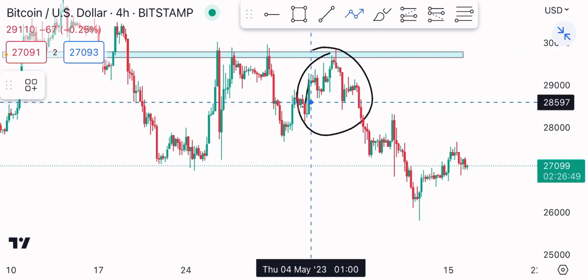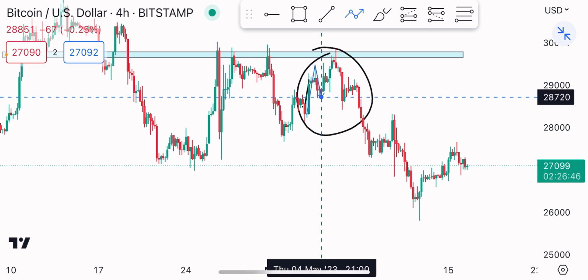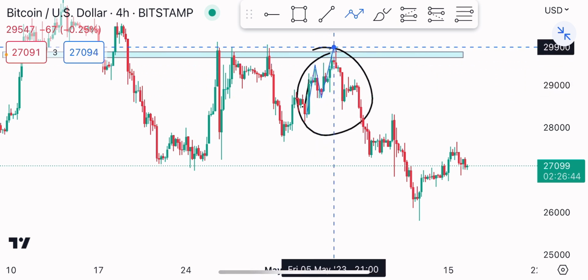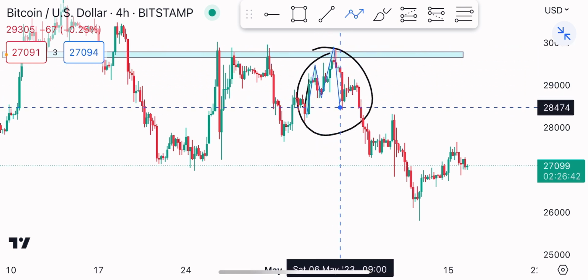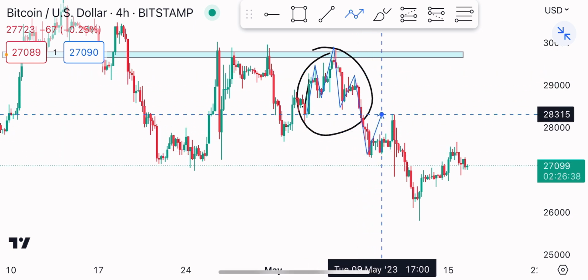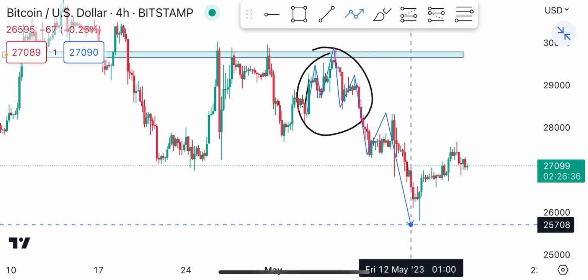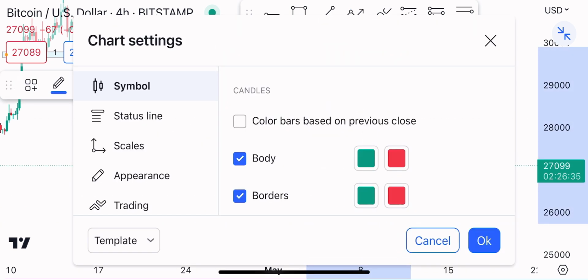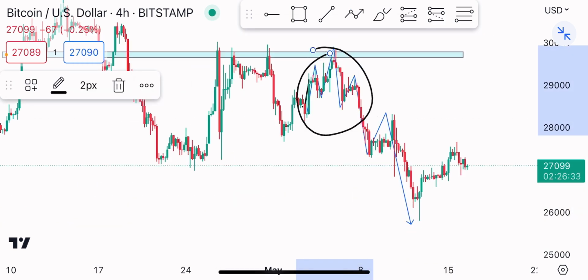This is the left shoulder here, and the head. You can see the head formation at this point. Then you can see the right shoulder formation. You can see the market sold off, gave us a retest, then a continuation to the downside. So this is another confirmation that we take note of before getting into the trade.